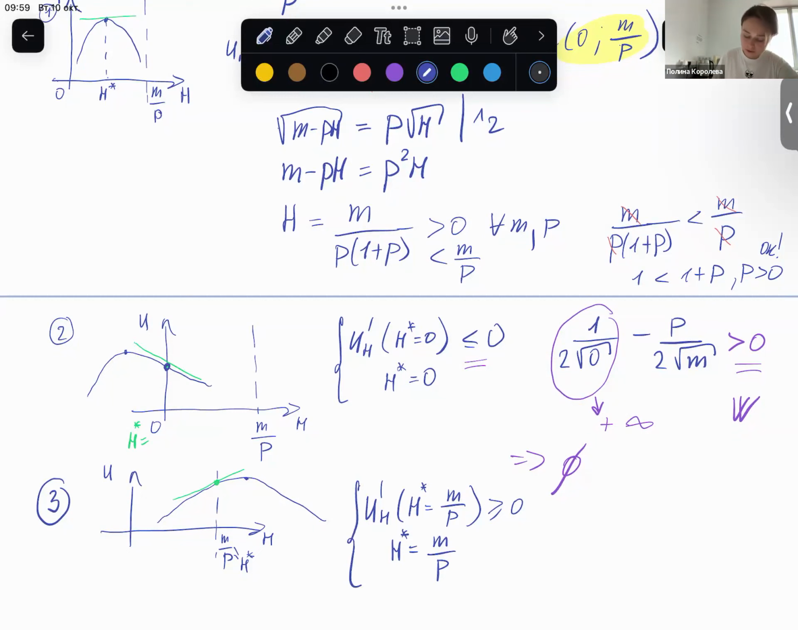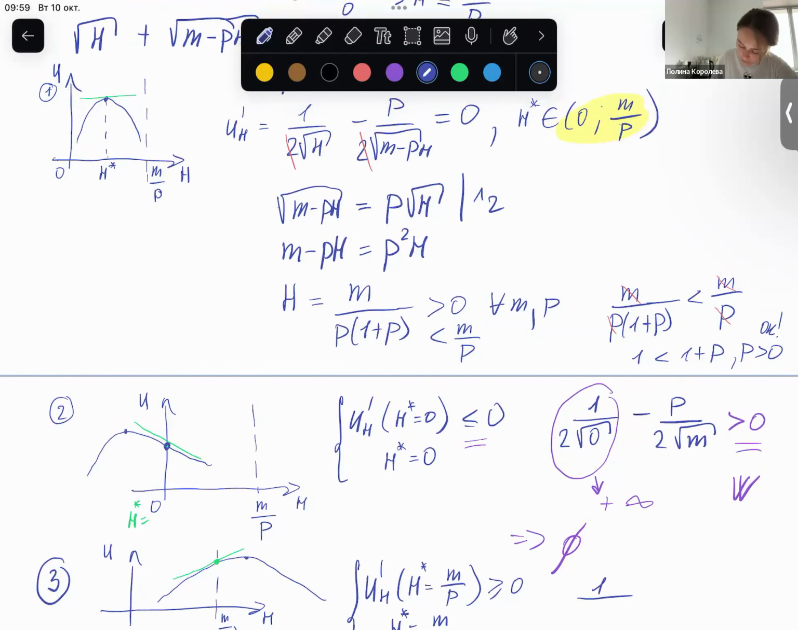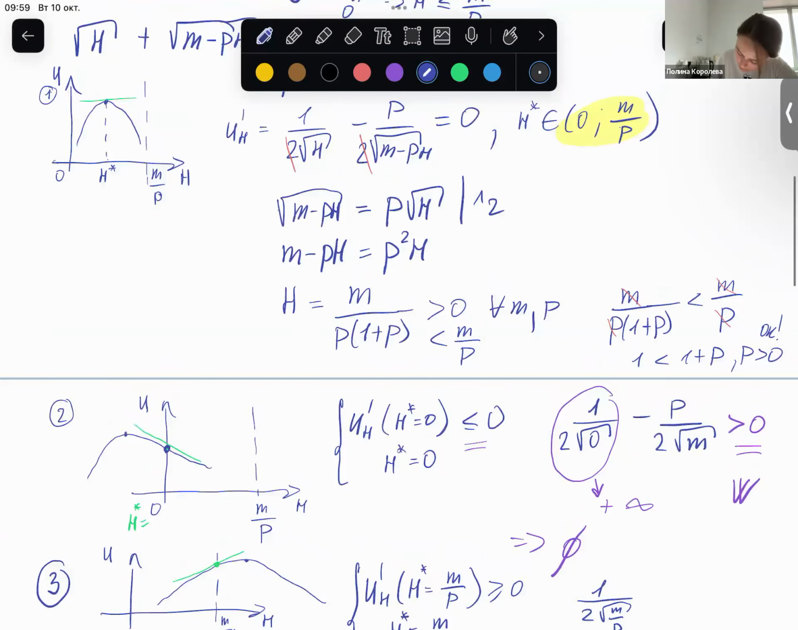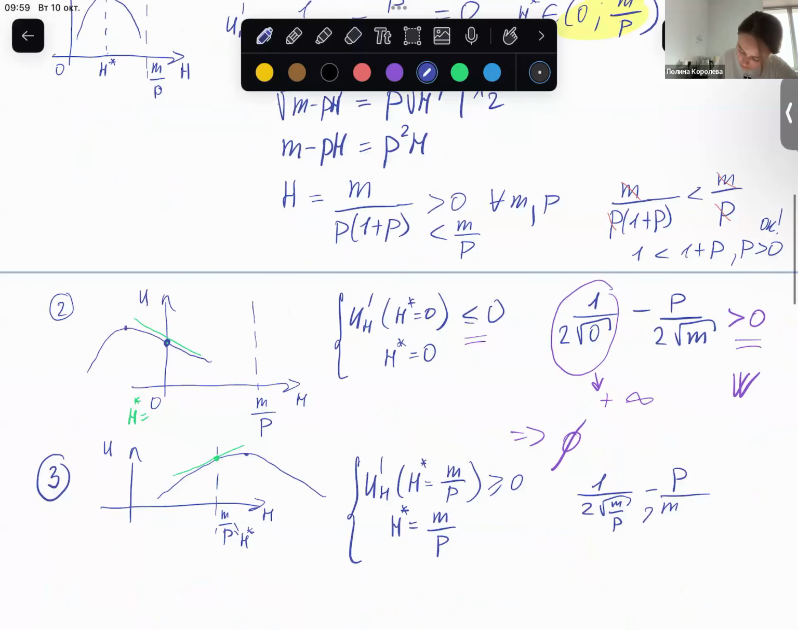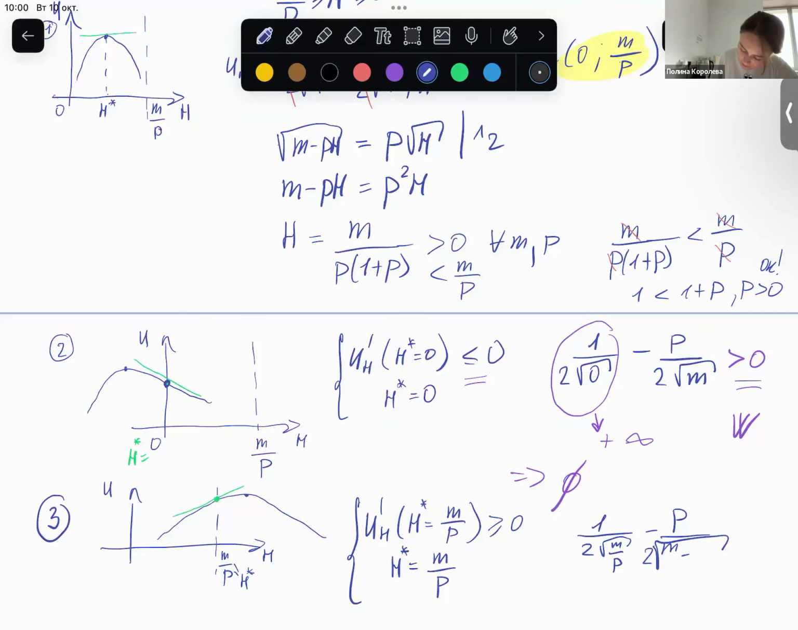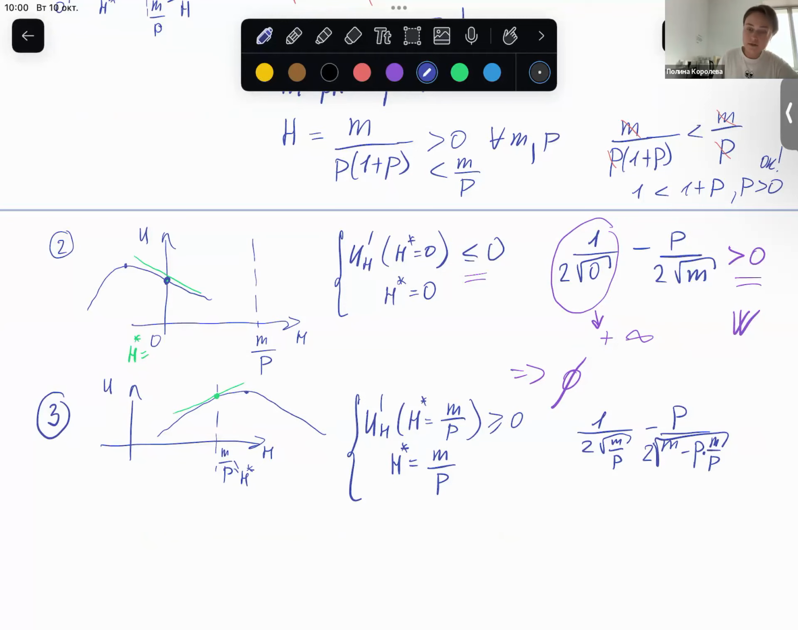And let's check it. Let's put this point into our first derivative. So 1 over 2 square root of m over price, minus price over 2 square root of m minus price multiplied by m over price. You see that in the second part, in the denominator, there will be 0.